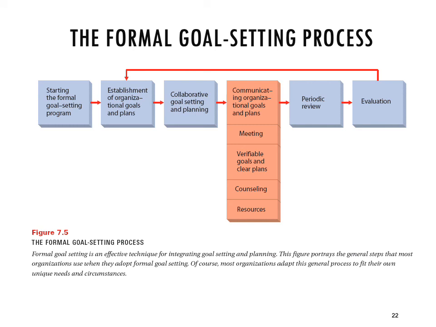Then they have to collaborate on goal setting and planning. Between the collaboration and periodic review, they have their own step. So that's why the color is different from the other colors. It is orange. Before the periodic review, they have to communicate the organizational goals and plans within the organization. They have a meeting, they have verifiable goals and clear plans, they have to do counseling, they have to review the resources within the companies. After they have done that step for the goal setting and planning process, they will have the periodic review.